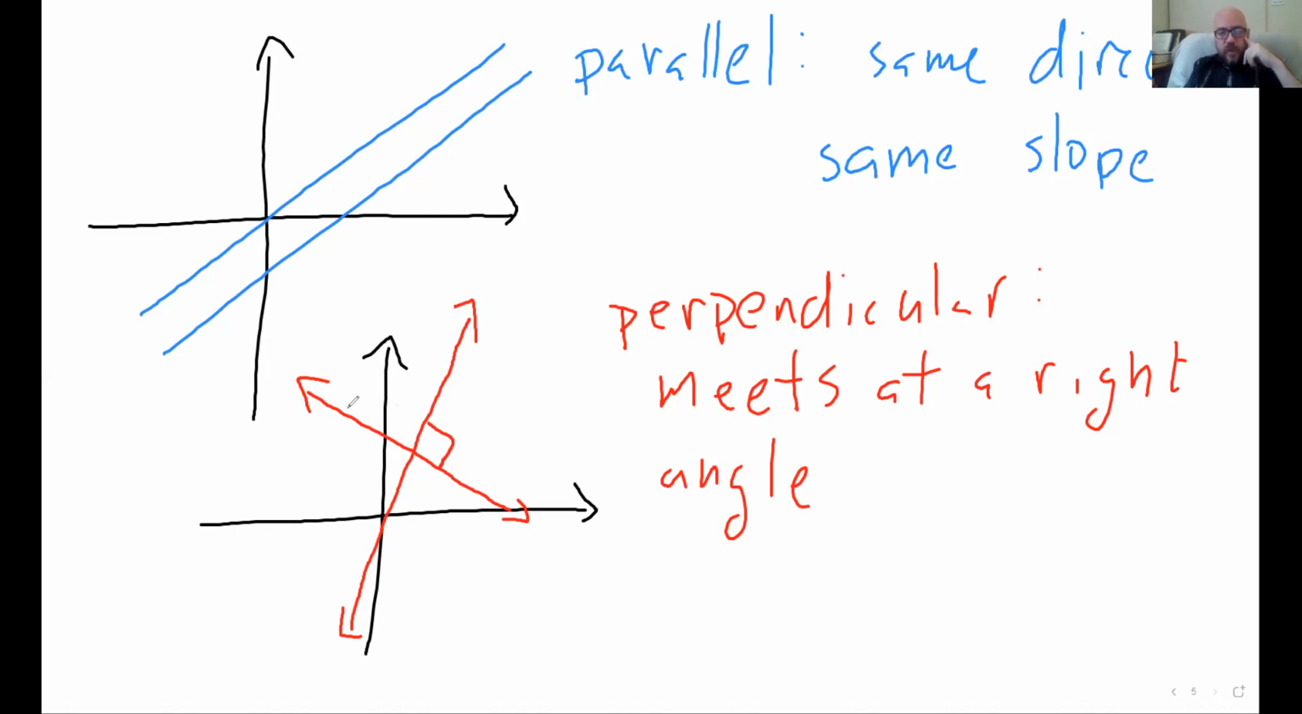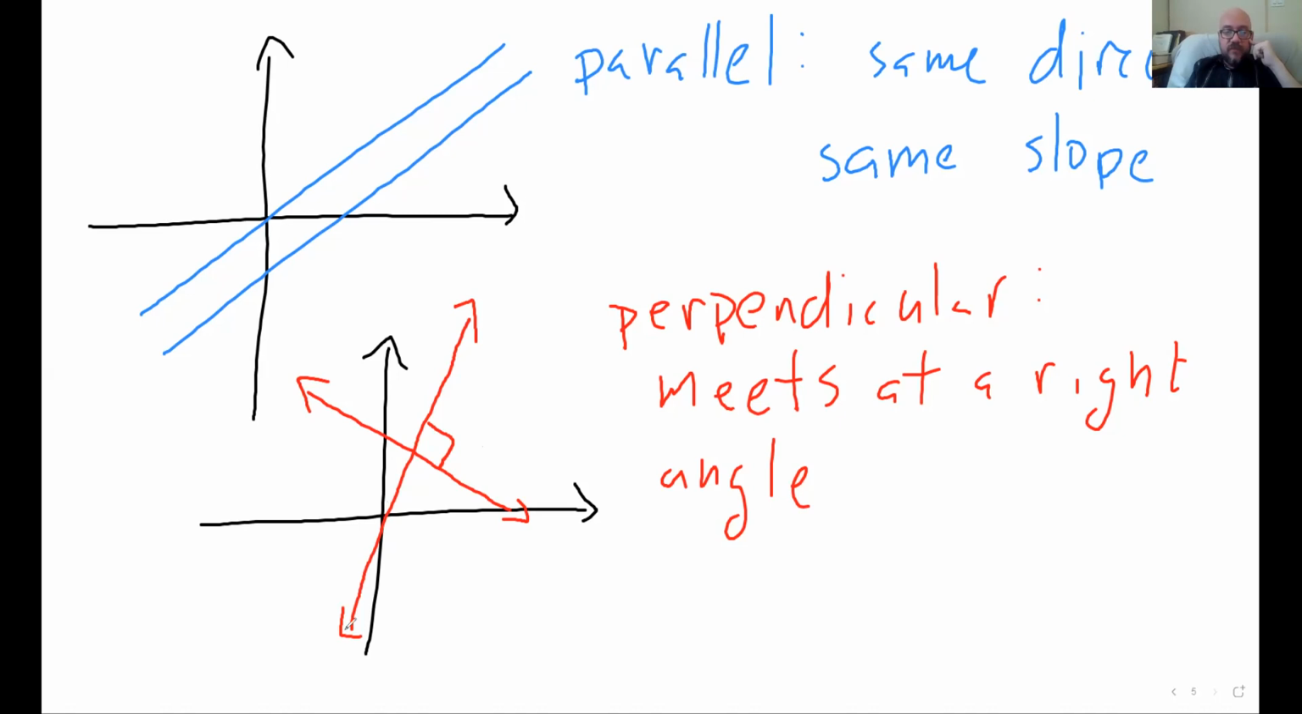And if you have a line that has a negative slope, the perpendicular line will have a positive slope. So two lines that are perpendicular have opposite signs on their slope. If one's positive, the other one's negative.